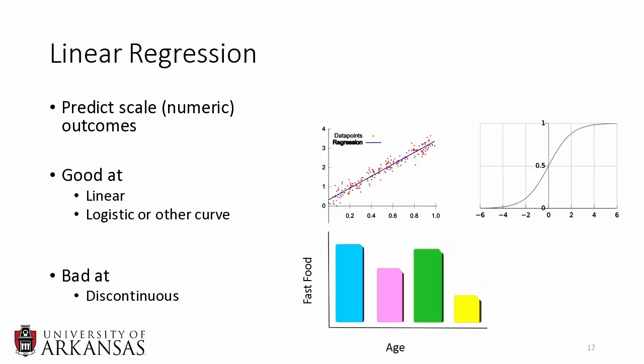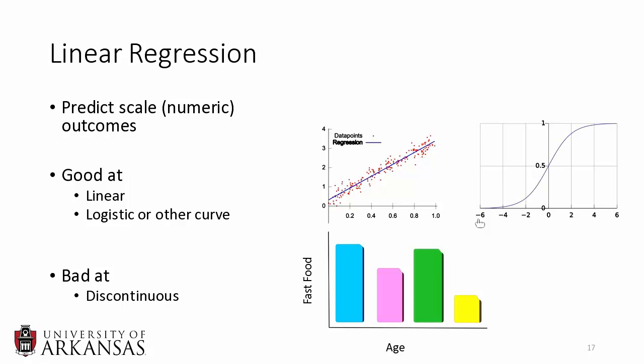The next technique we cover is linear regression. If I were giving this seminar live right about now, I would be seeing all these happy smiles on people's faces because you're familiar with this. You want to predict scale, numeric outcomes. Regression is really good at linear things. For example, if this variable goes up and this other one goes up in a total straight line, that's great. It's also pretty good at logistic or other predictable curves.